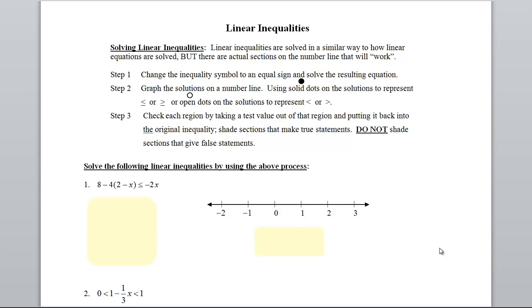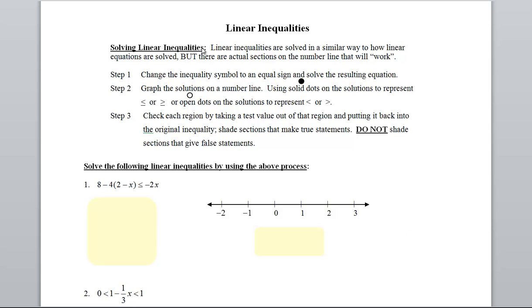Now we're going to solve linear inequalities. I know you've done this in the past, but maybe not in the way that I'm going to show. Learning this process will help us later when we do quadratic inequalities and polynomial inequalities, which is later on in the semester. So let's get started with this one.